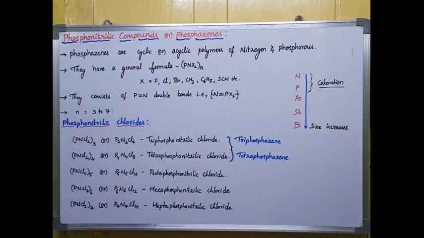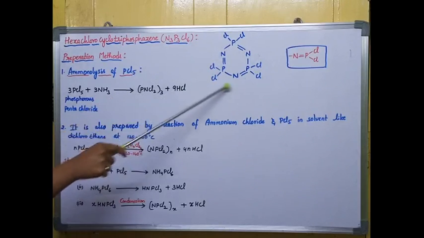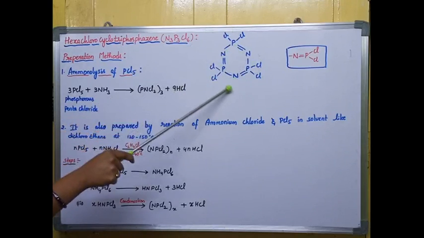Now let us see the preparation methods of hexachlorocyclotriphosphazene. That means it has the chemical formula N3P3Cl6. So you can see the structure clearly. It has the N3P3Cl6 structure.